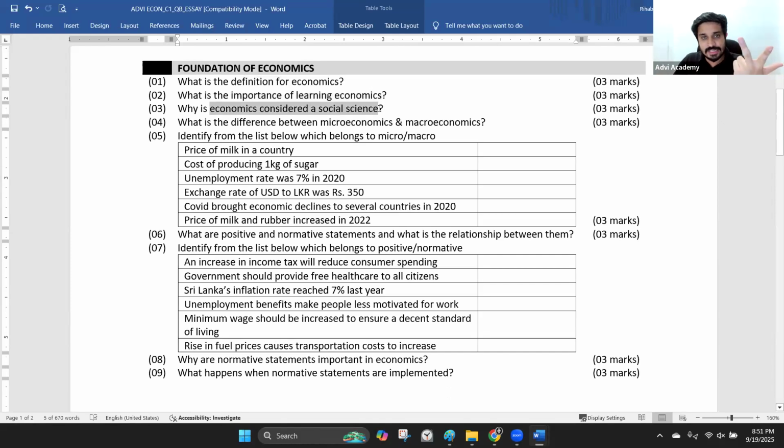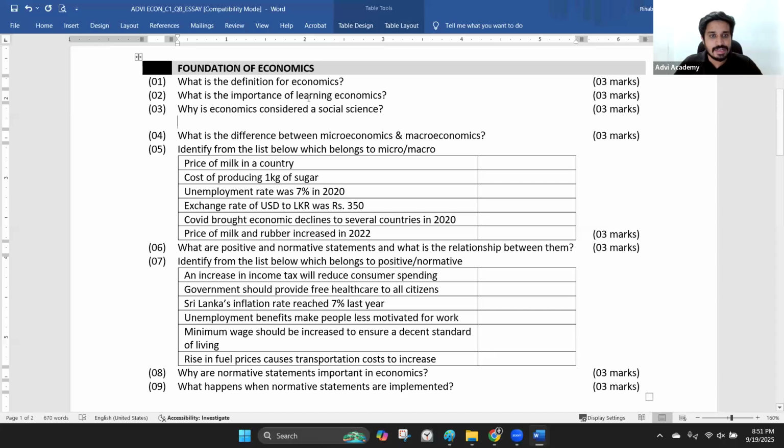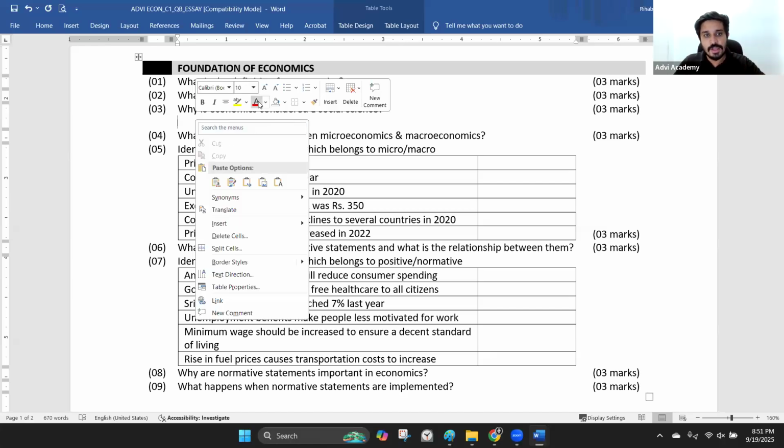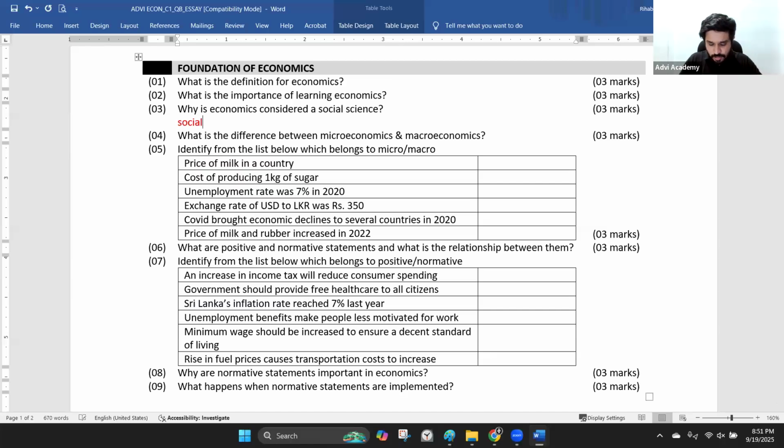Why is economics considered a social science? I told you why it's social, because of people. Why is it a science? Because it's based on scientific methods. You have to write like that now. The other two are direct answers. Why is it social? Because this is related to people. It studies the behavior of people.